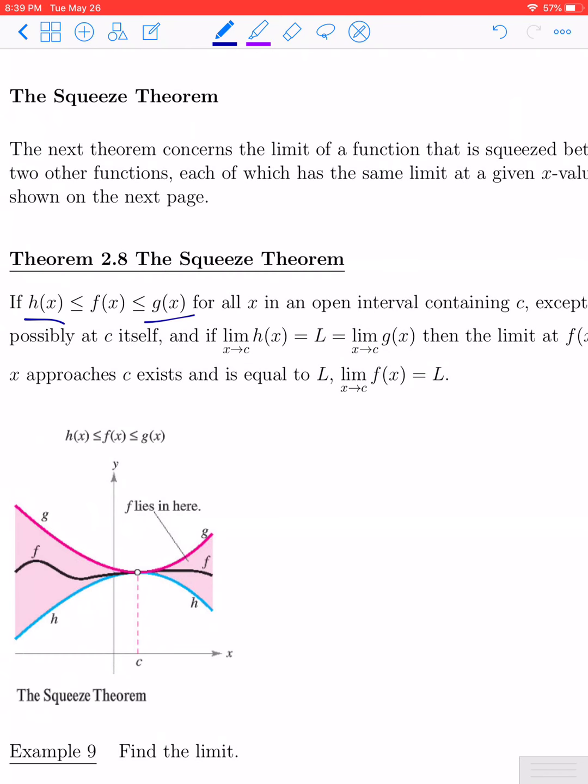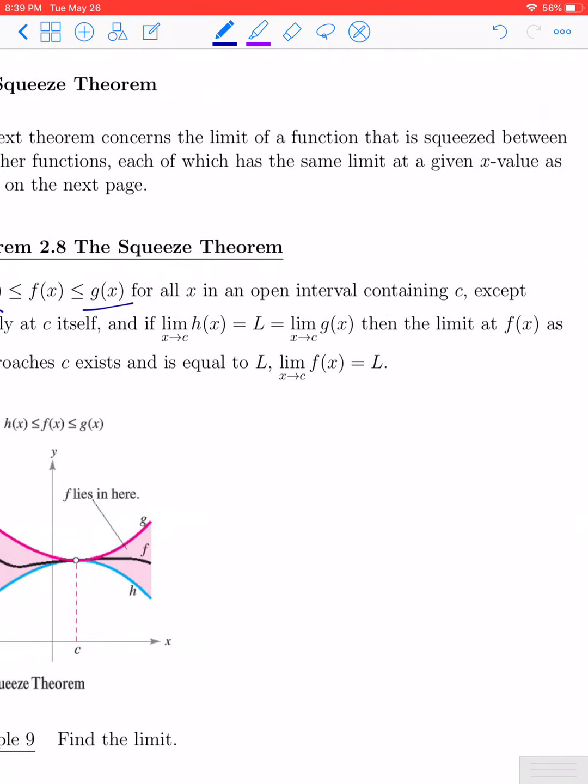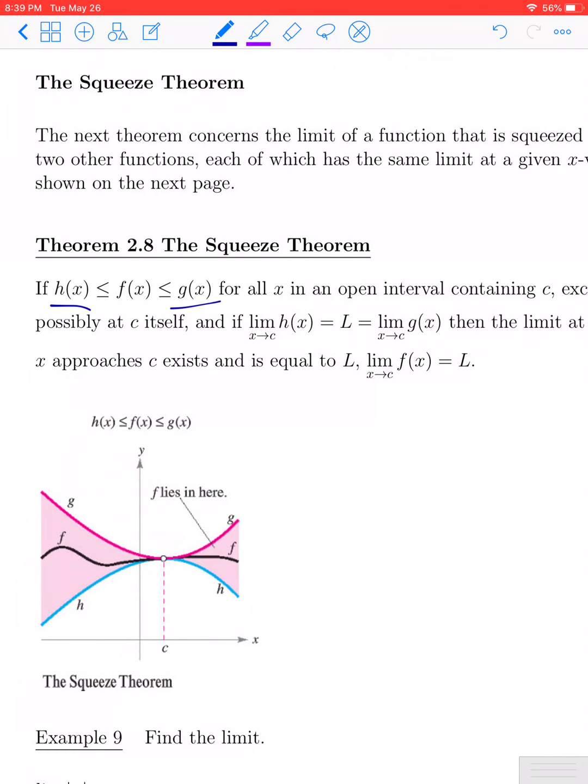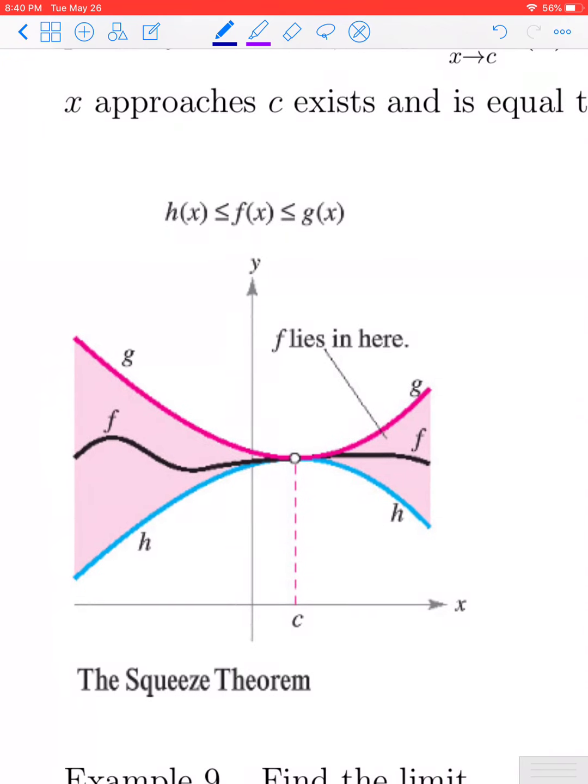at possibly c itself. Further, let's suppose that the limit as x approaches c of h of x is equal to L, and the limit as x approaches c of g of x is also equal to L. Then the limit of f of x as x approaches c will also exist and will be equal to L as well. Okay. Intuitively, if you think of what's happening here, f is bounded between h of x and g of x.